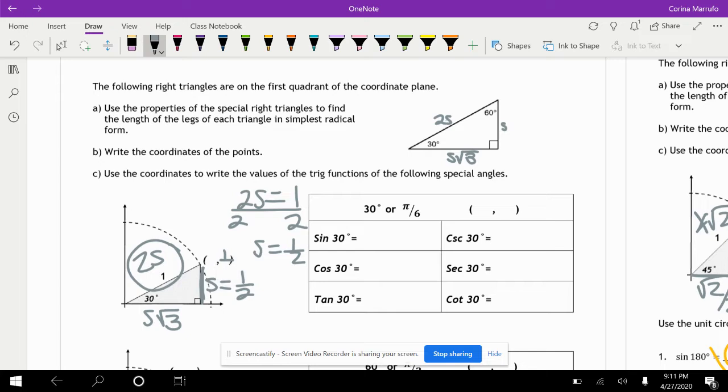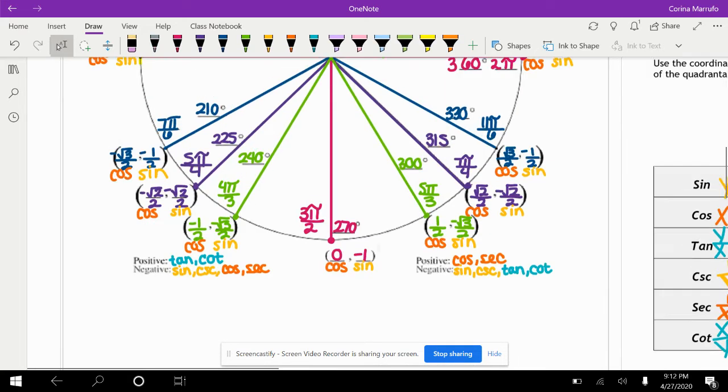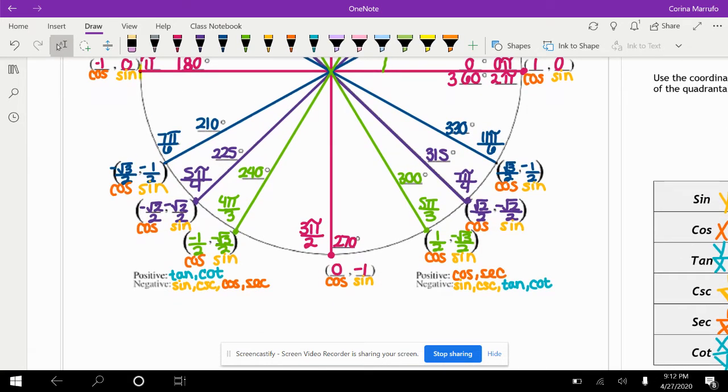So this is 1/2. And then this section here is S times the square root of 3. Well, we already know S is equal to 1/2. So it's 1/2 times the square root of 3, which ends up being the square root of 3 over 2. Okay, so that's how we came to these numbers that we have here on our unit circle. So if we look here, that's how we got these numbers here.